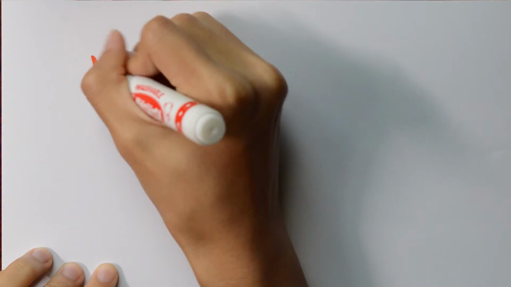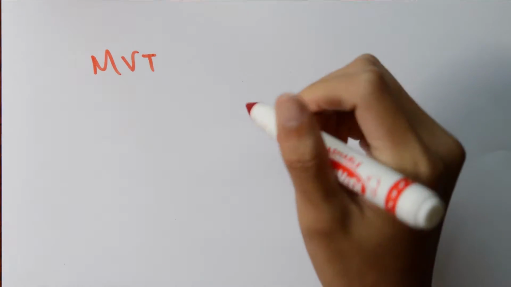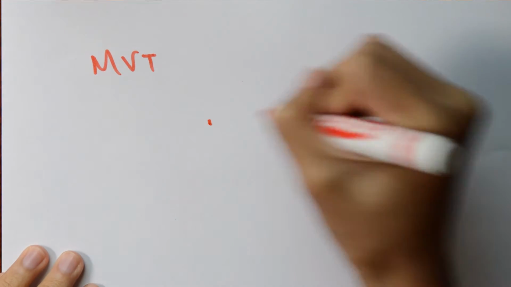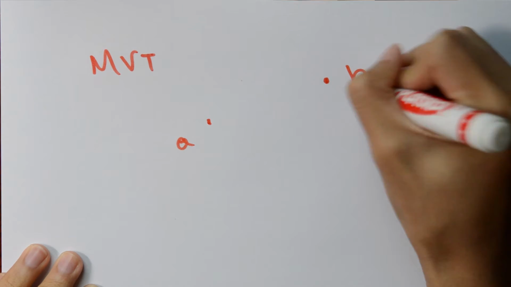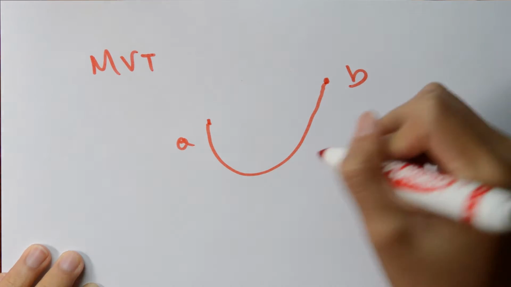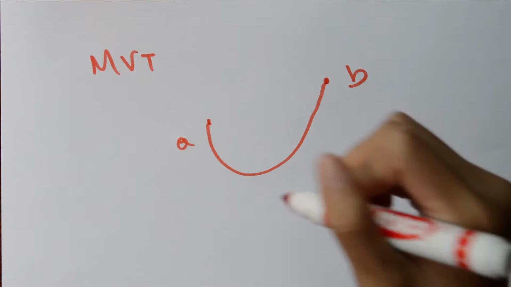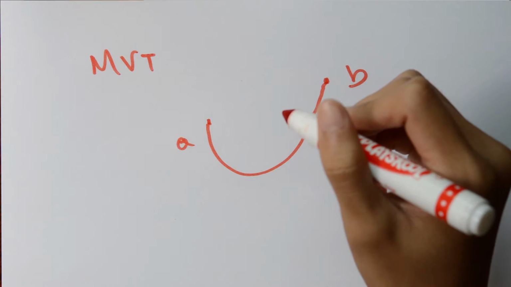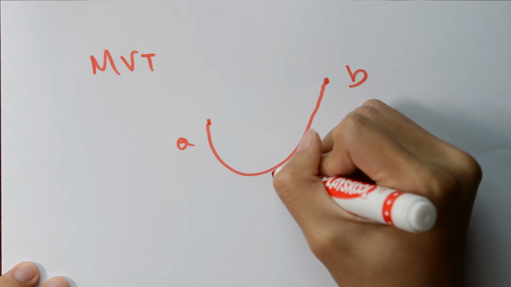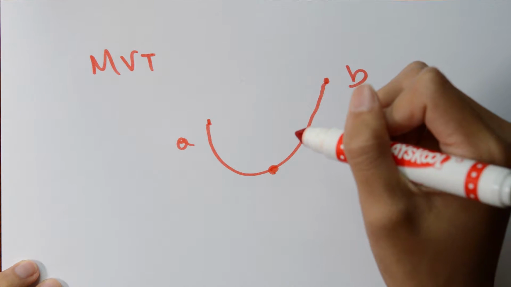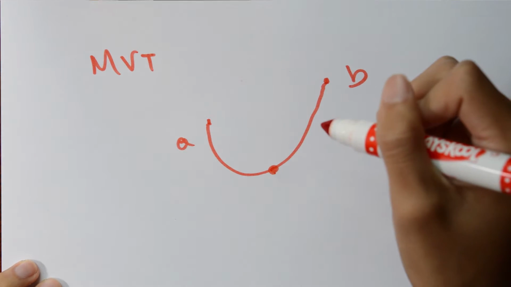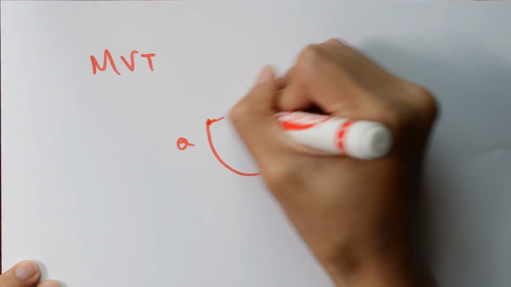Moving on, we have the mean value theorem. It states that if a function is continuous and differentiable on a certain interval a and b, there must be a point where the slope of its corresponding tangent line would be the same as the slope of the secant line running through the points A and B.